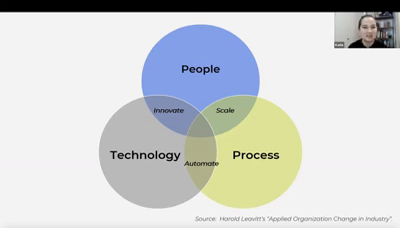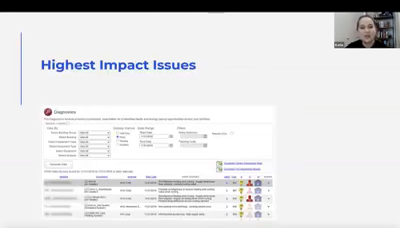So FDD is that technology that helps you innovate and automate, but without the people and the process, it makes it very difficult to scale and to truly automate it out. So having a good process, having good people, those will make your FDD program successful. Okay, so we're going to talk about the highest impact issues.